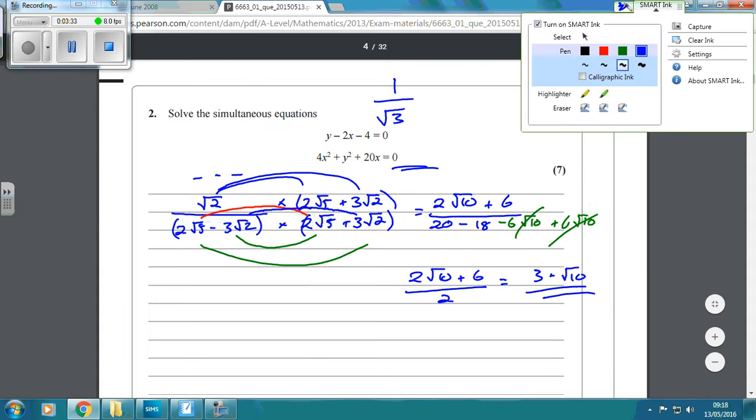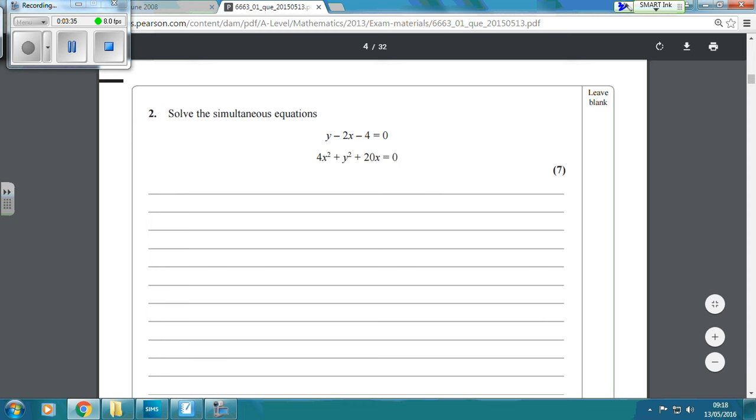Okay, so bringing us up to 12 marks, we've got question 2, and it's solve simultaneous equations. So when you've got this simultaneous equation, if we're substituting it into something with either an x squared or a y squared, we need to use the substitution method. So we've got to rearrange to get either y equals or x equals. So rearranging this, we've got y equals 2x plus 4. Then we substitute that into this one here.